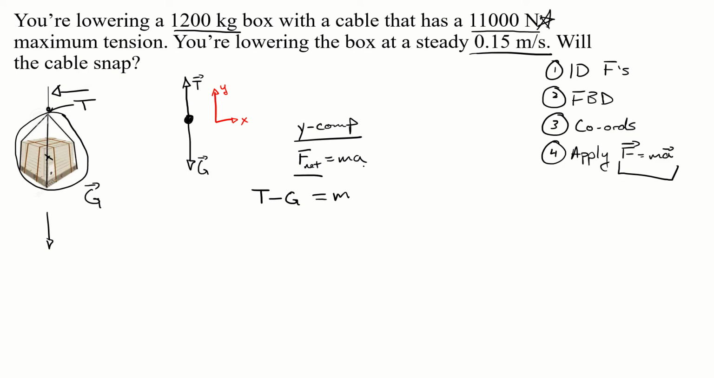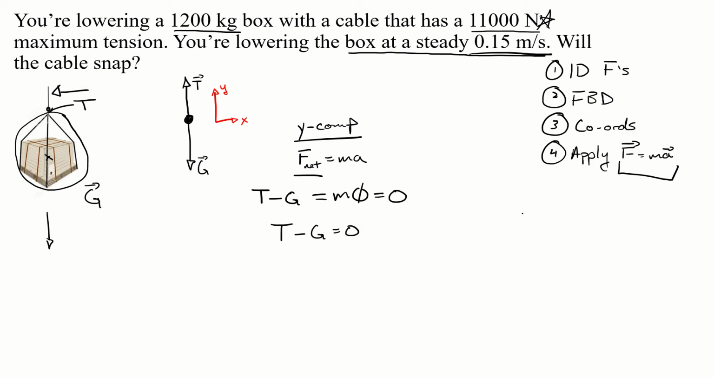We know something about the acceleration, right? In the problem, we've described how that box is moving, and we've spent a couple weeks going through kinematics and what that means. If I'm moving in a straight line at a constant velocity, my acceleration is zero. So I am in equilibrium. So the right-hand side of the equation is just zero. So I have tension minus gravity is equal to zero.